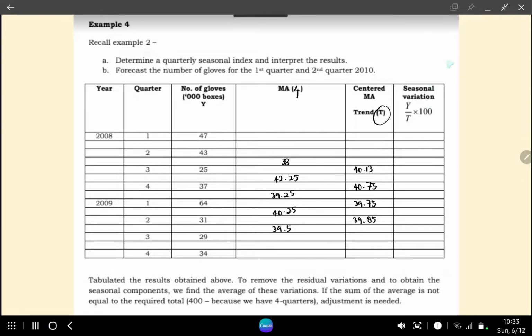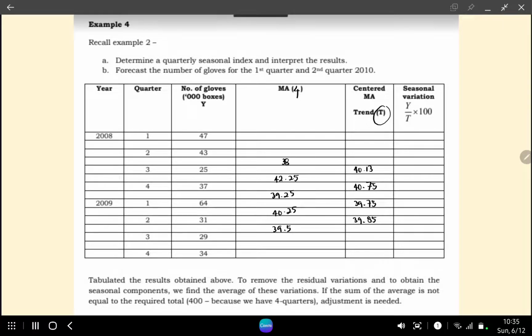So here we add another column for the calculation of seasonal variation. This is the formula, Y divided by T multiply with 100. Our Y is in the third column. Y is the number of sales. So we need to calculate Y divided by T, and then multiply with 100.